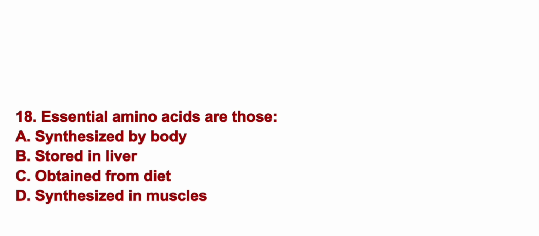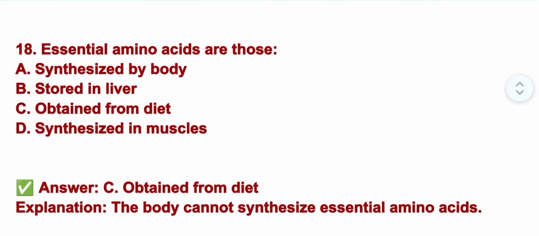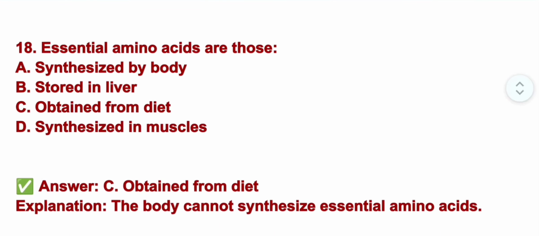Question number 18. Essential amino acids are those? The correct option is option C. Obtained from diet. The body cannot synthesize essential amino acids.